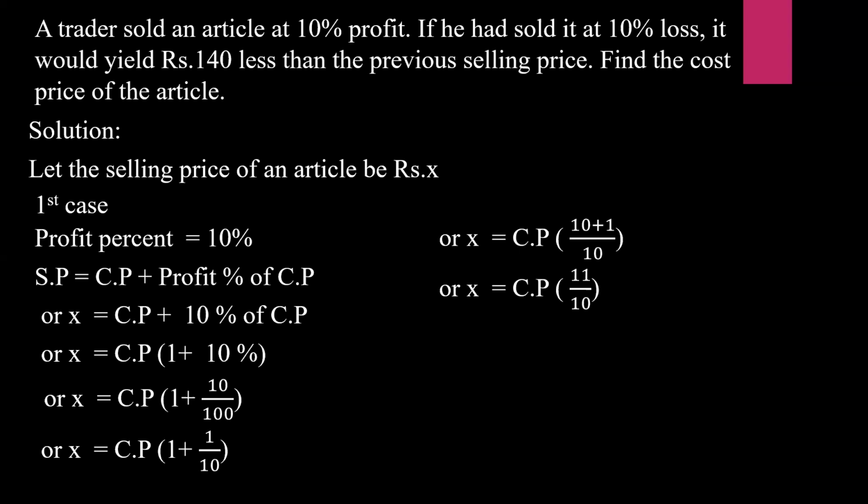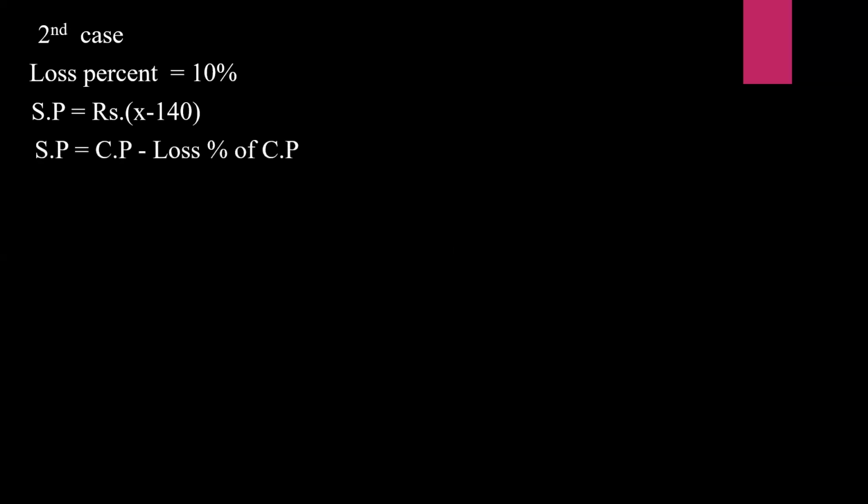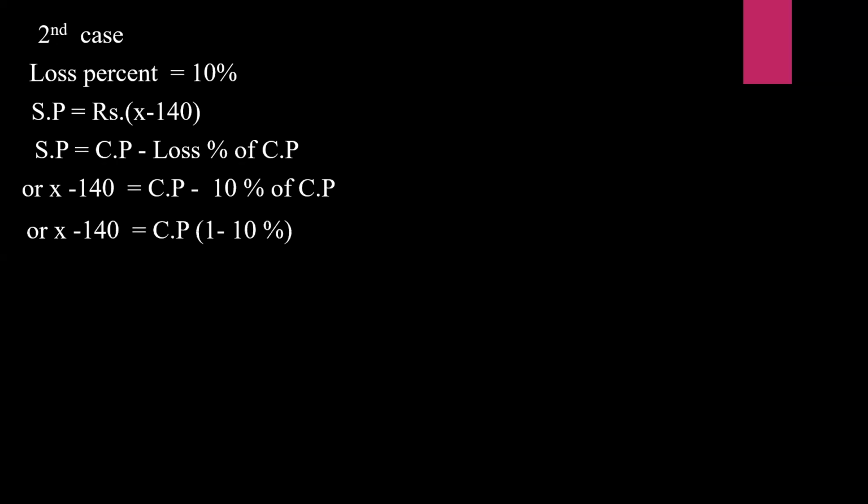And in the first case, we have made the selling price as rupees X. So it means that in the second case, what will happen? The loss is 10% and the selling price will be X minus 140. Once again, we can use the selling price formula. So we can write SP is CP minus loss percent of CP, right? And here we can keep the value of the SP as X minus 140 and the rest are the same. It's a 10% loss and we can simplify.